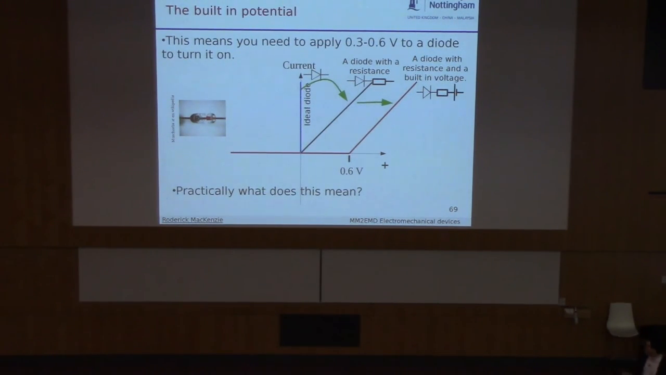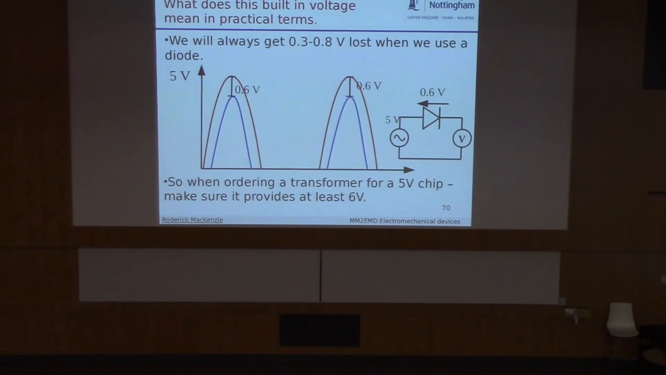This is very important for various reasons. One is that you're always going to lose 0.6 volts over your diode. In the ideal case, say you've picked a transformer, imagine you want 5 volts, and you say, I'll get a 240 volt to 5 volt transformer. The problem is your diode is going to suck up 0.6 volts due to this built-in voltage. So rather than having a nice 5 volt output, it's going to be 5 minus 0.6, so you're going to be at about 4.4 volts.